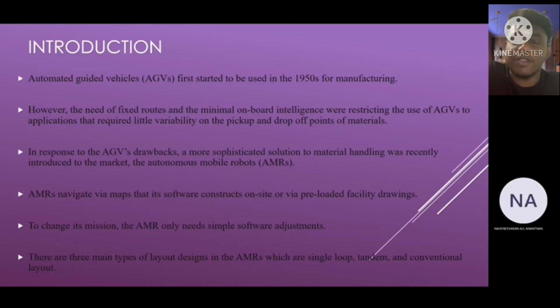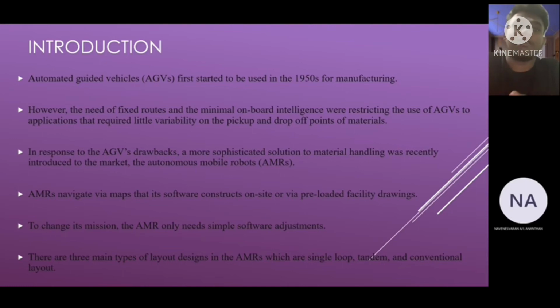Okay, first we will look into the introduction. Automated Guided Vehicles, AGV, first started to be used in 1950 for manufacturing. This technology began the trend of automation of material transportation. They have proved to be reliable and efficient technology equipment for more than 50 years.